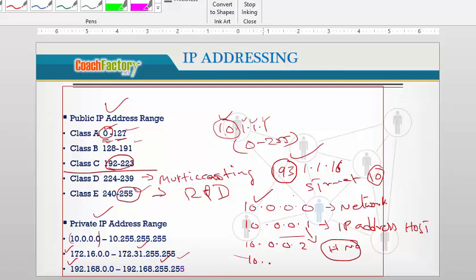10.0.0.2, 10.0.0.3. We can go up to what? Up to 255. That's the maximum we can go. We cannot go beyond 255. So all these 0 to 255 IP addresses belong to which network? Network 10.